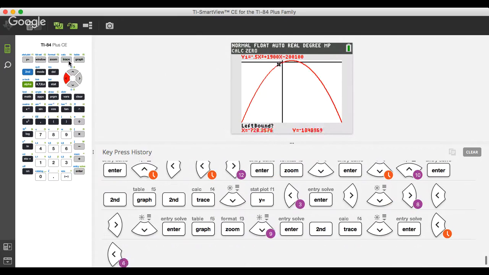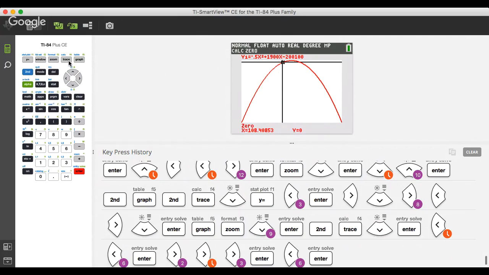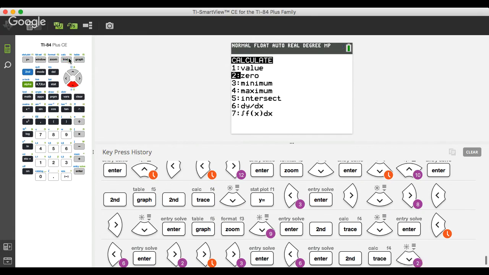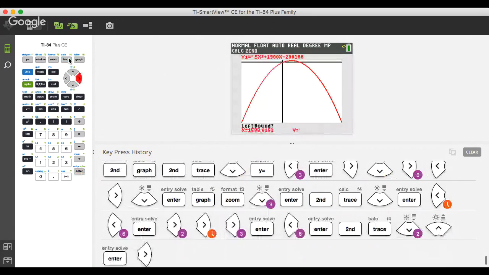To find the first, we go left bound, which is lower than that x-intercept. We go right bound, which is up above that x-intercept. And then we guess somewhere in between. When we do, we get the first zero is 108.4. We can do a second one by going to second zero. We're finding the zeros. And the first one on this left side was 108.4.